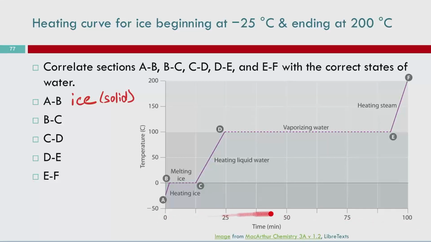We've talked about how we're adding heat in as we go left to right. Why do we have this flat line where our temperature isn't changing at all? We're adding heat in, but our temperature isn't changing. What's happening there?